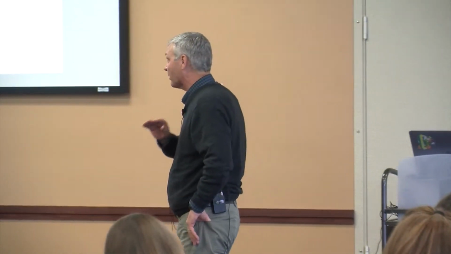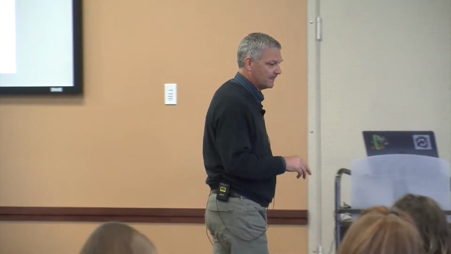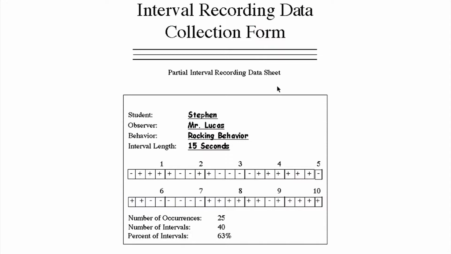As long as we're doing it the same way every time, we can still track progress over time. Here's an example of a partial interval data recording sheet. So this one, it appears, is in 15-second intervals.